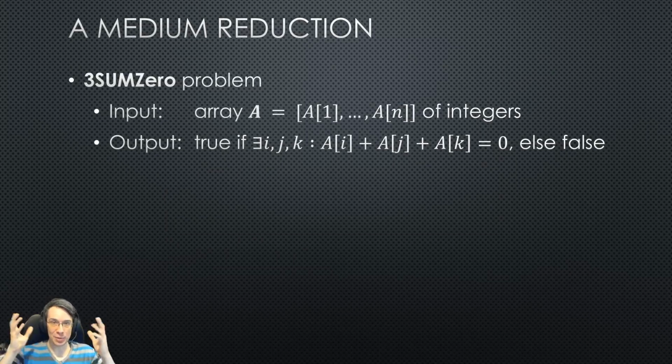Here's a medium strength reduction that's a little bit harder. Suppose we have a problem that's related to 3-sum. It's just a little variation on it. So 3-sum, you take an array of integers and a target t. 3-sum 0, you just take an array of integers as input. And the output is true if there exist i, j, k such that a[i], a[j], a[k] sum to 0, not to a target, but to 0. So it's kind of like a version of 3-sum where the target is fixed to 0. Otherwise, you return false.